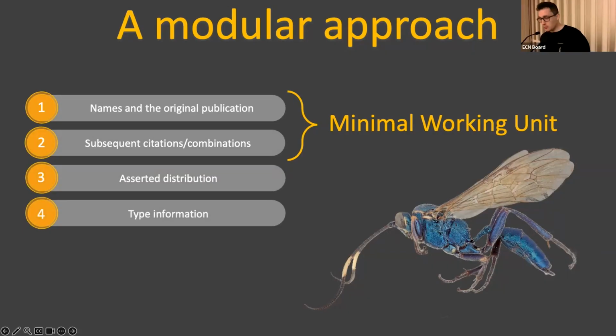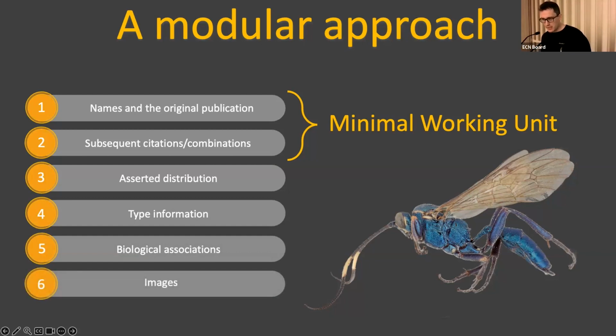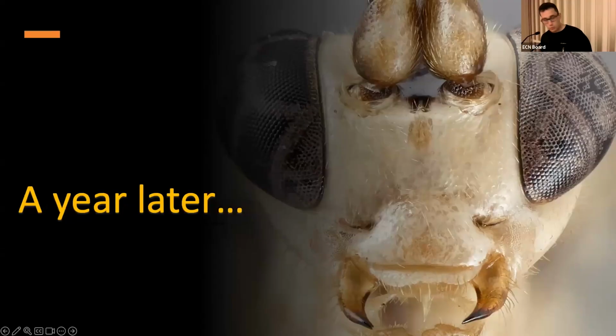After that, please include the type information, and then biological association, which will be done last, in a second, third wave. And then images of the type, whenever we have them, just upload them. And this is what we got 1 year later.